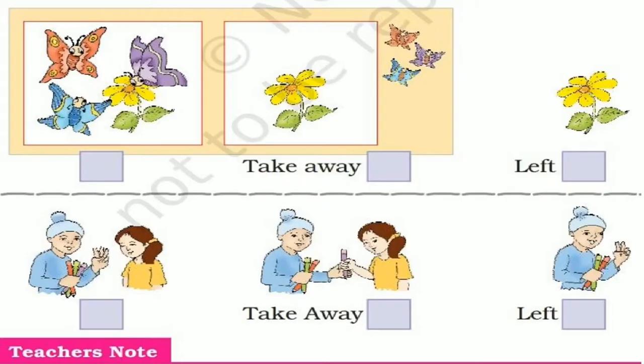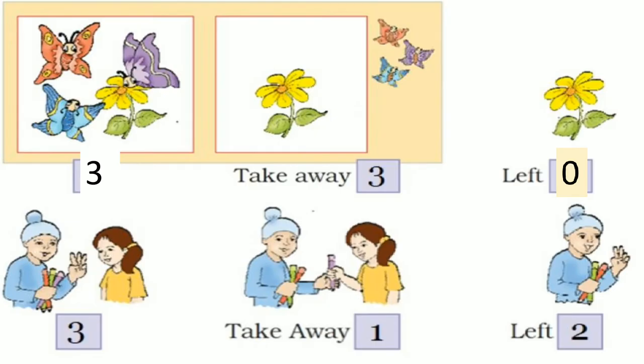Look at the next picture, children. There are some butterflies on a flower. How many butterflies are there? Let us count. 1, 2, 3. There are 3 butterflies. If all the 3 butterflies fly away, how many butterflies will be left on the flower? 3 minus 3, that is 0. If we take away all the butterflies, how many will be remaining? Nothing will be remaining on the flower. So 3 minus 3 is 0. If we take away 3 from 3, 0 will be left.